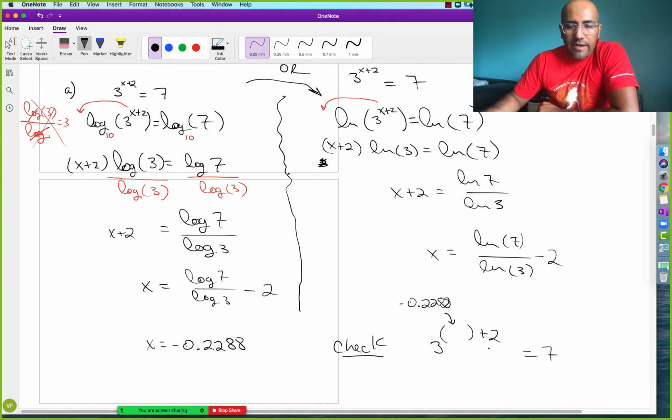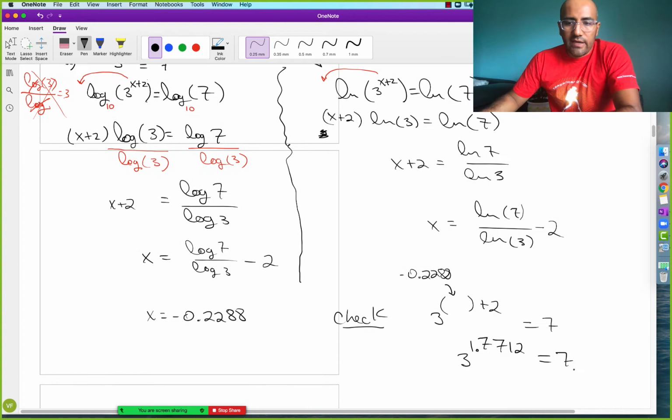So that would be minus 2. So that would be 3 to the power of 1.7712, right? 2 minus 0.2288. 2 minus 0.2288 is 1.7712. Yep. 3 to the power of 1.7712 equals 7. Potentially, hopefully.